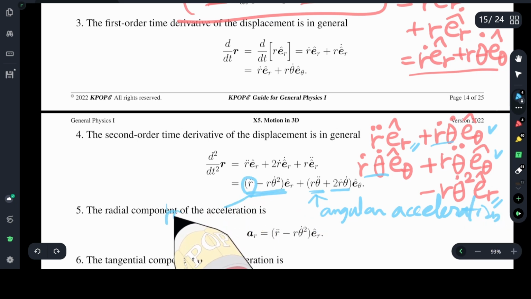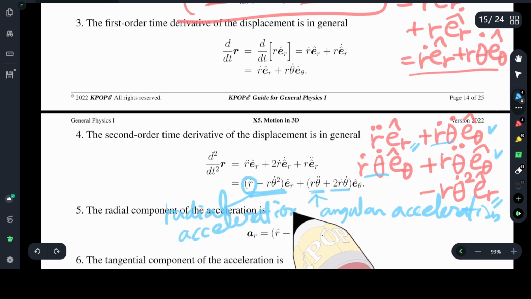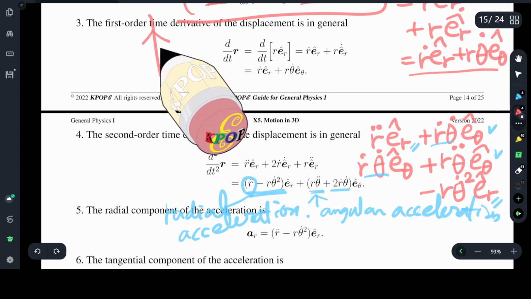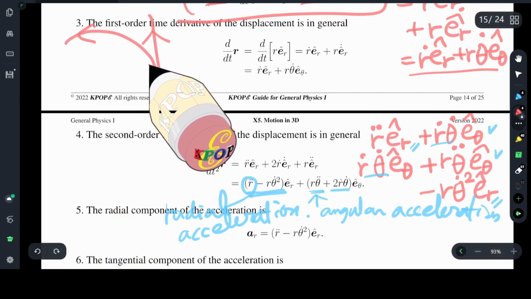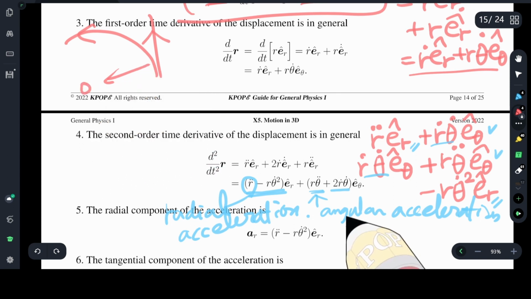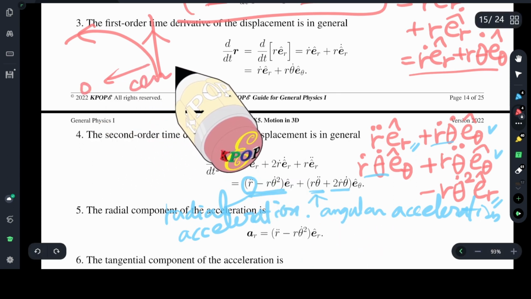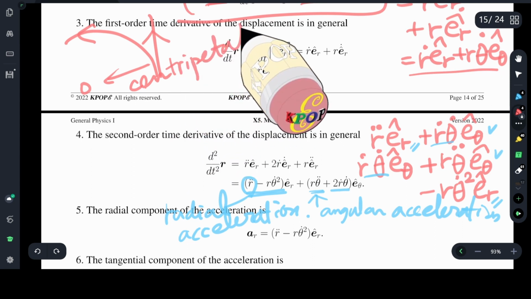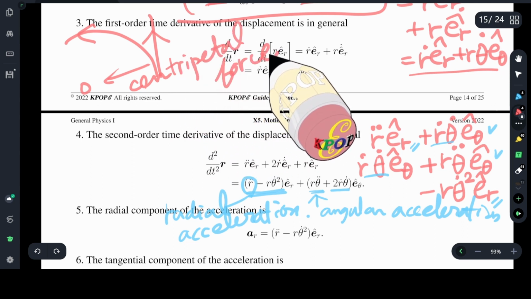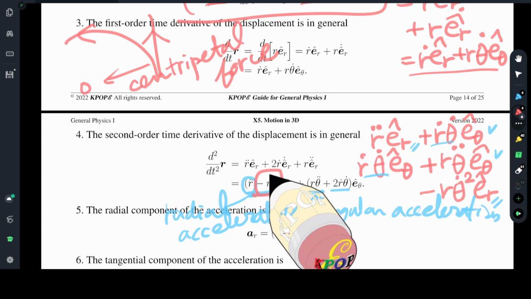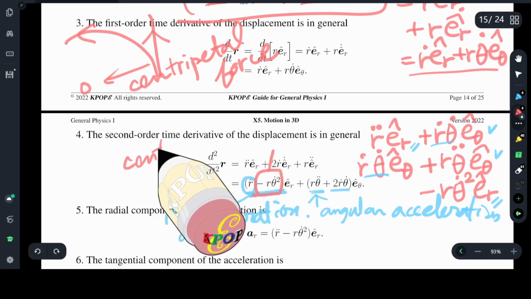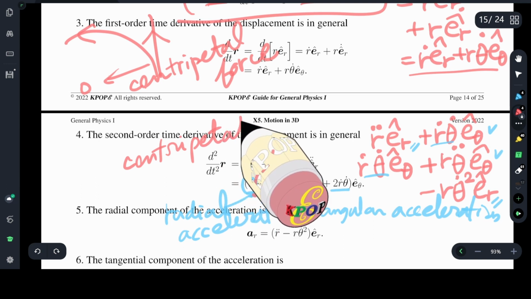This one is a radial acceleration. If a particle is not going straight, but following a curved path, then there should be some force toward the center of the circle. That is called the centripetal force. This is acceleration. This one we call toward the center, omega squared. This is a centripetal acceleration.